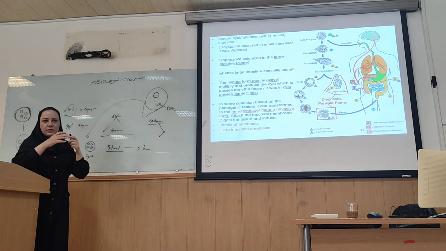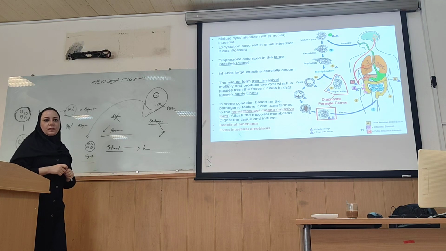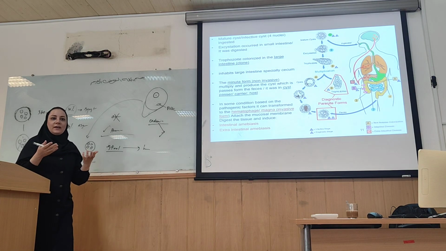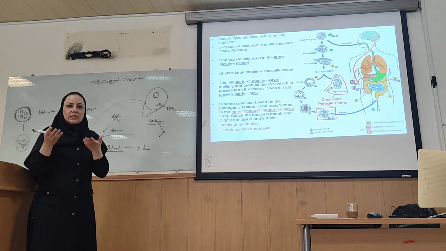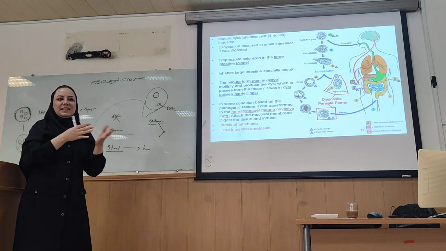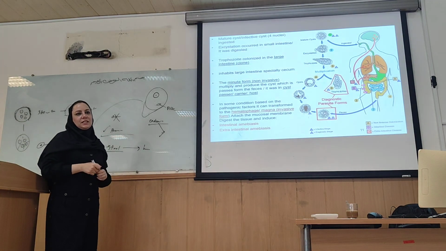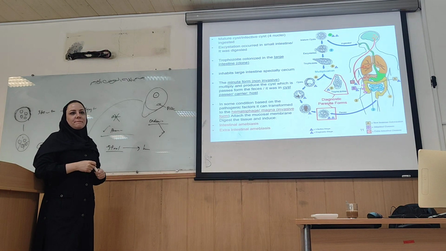Why do we have this variety in the intensity of infection? I asked you why we have so many intensities, from 0 to 100%. Why do we have this variety of intensity? Like someone takes in something dirty, a lot of cysts.